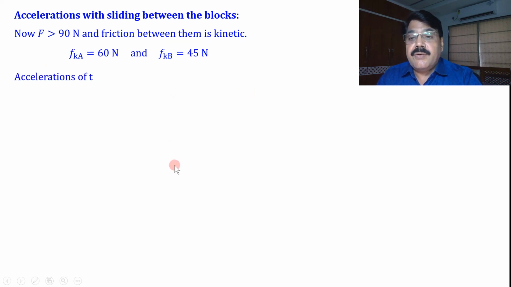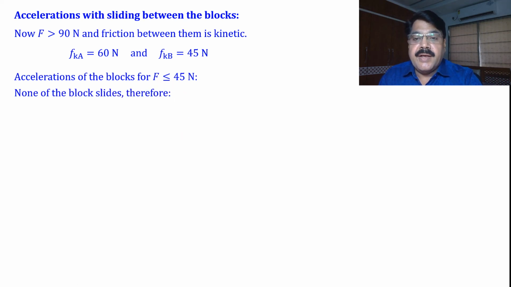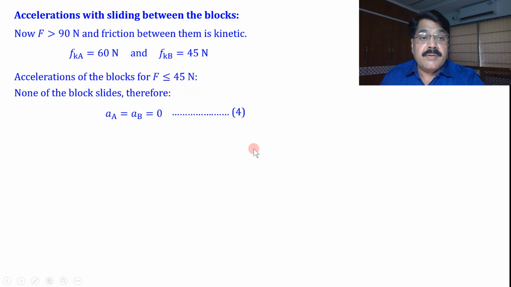So acceleration of the block A for F less than 45 Newton: none of the blocks slides. Therefore, a of A is equal to a of B is equal to 0, because as we have seen earlier, we are summarizing all the results. So before F has reached 45 Newton, none of the blocks are sliding.